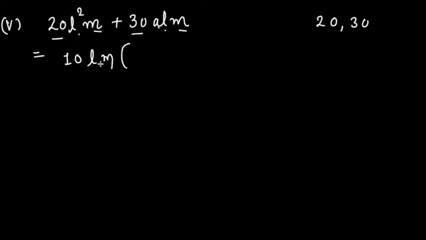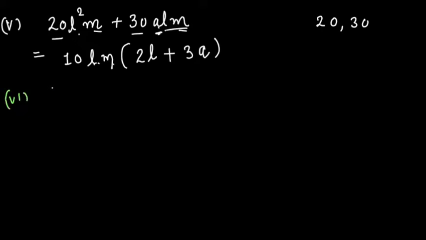Bracket start. 10 2s are 20. From L square, L is common, so you are left with L. M has already been taken common, leave it, plus 10 3s are 30. LM is taken common, so what are you left with here? Only A. So this is your solution, 10 LM within bracket 2L plus 3A.